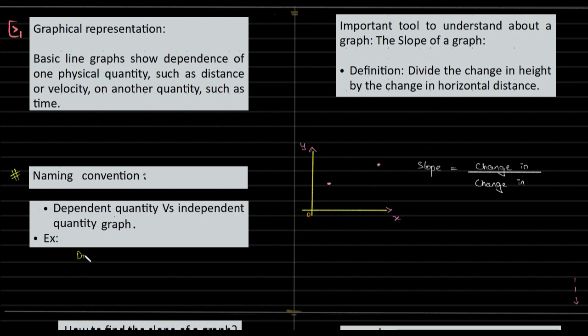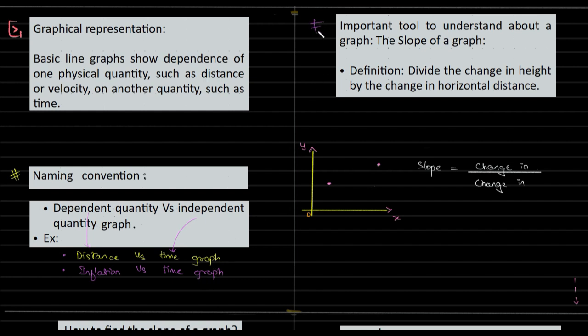For example, distance versus time graph. Here, the dependent quantity is distance and the independent is time. One more example is inflation versus time graph. So here inflation is your dependent quantity and time is your independent quantity.